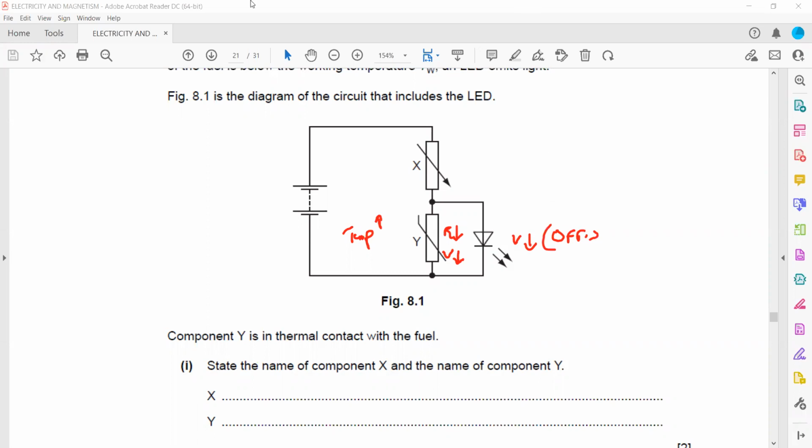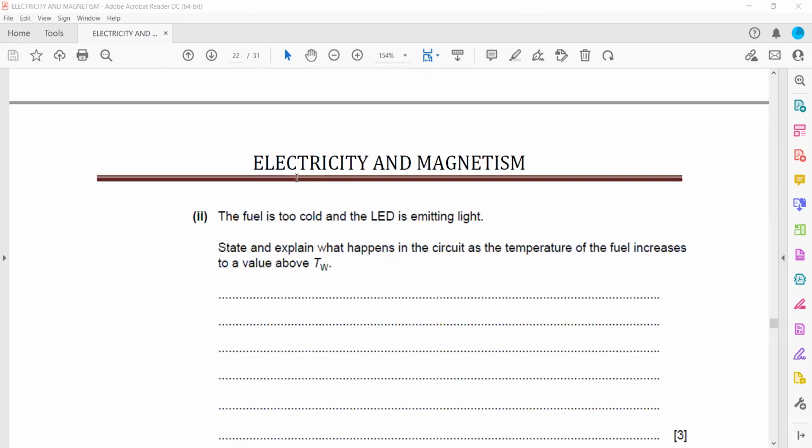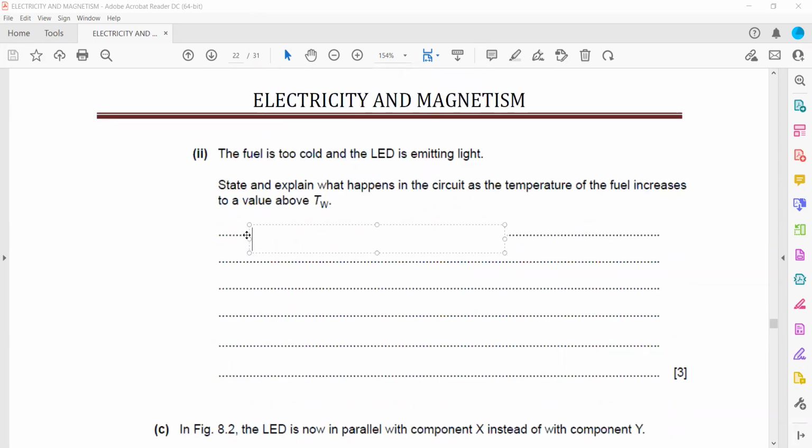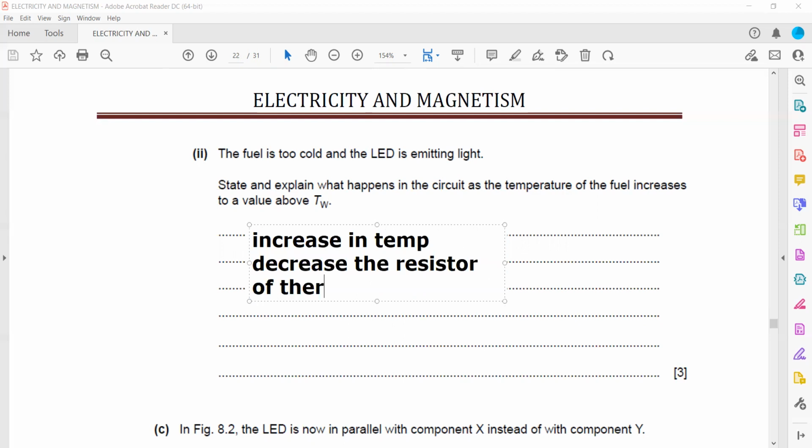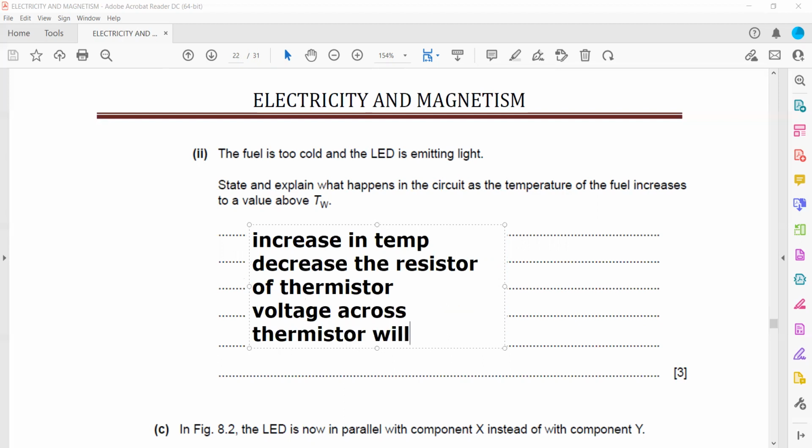So here is the answer: when the temperature increases, the resistance of the thermistor decreases. One mark is for increase in temperature, decrease in the resistance of the thermistor. The second is, as the resistance of the thermistor decreases, the voltage across the thermistor will decrease as well.